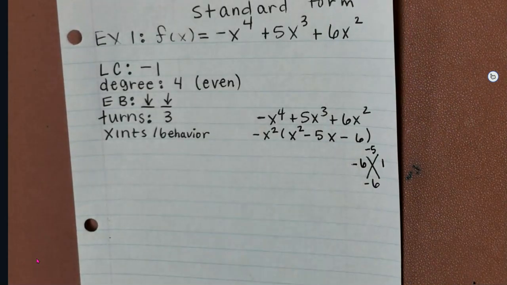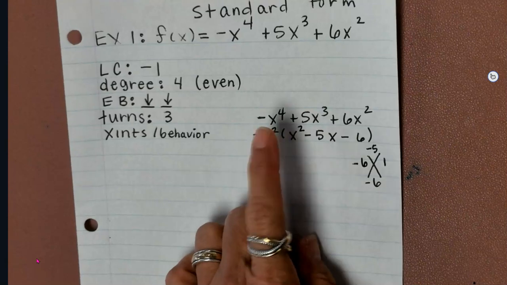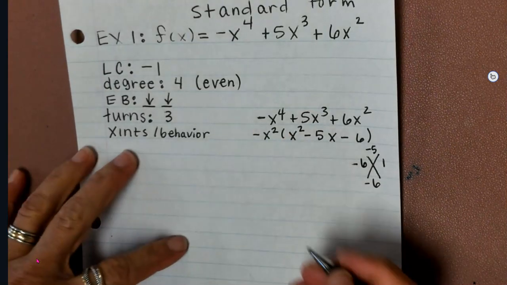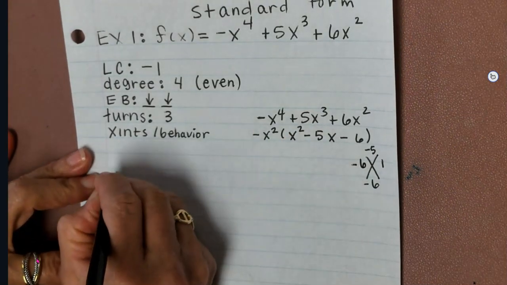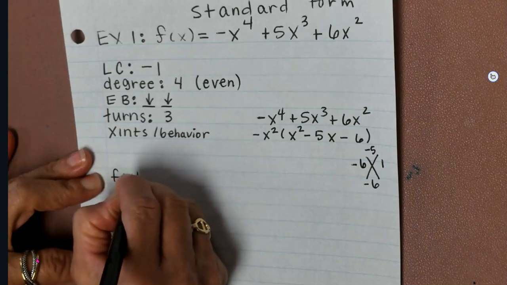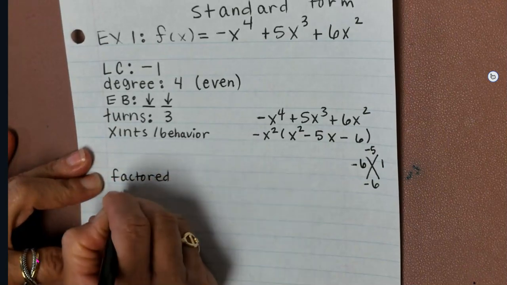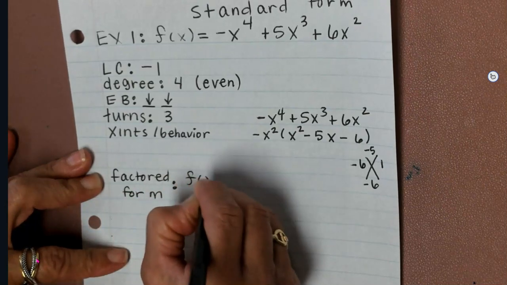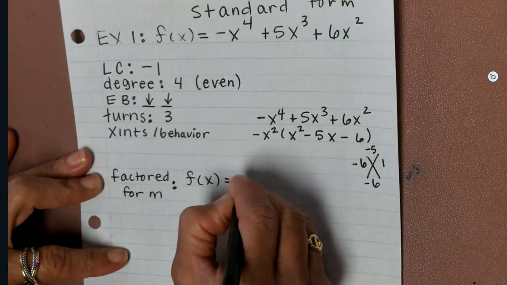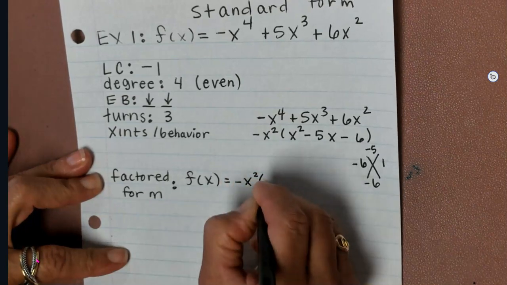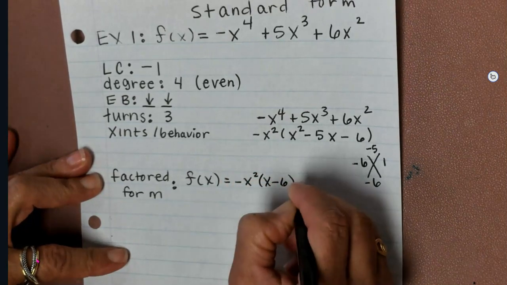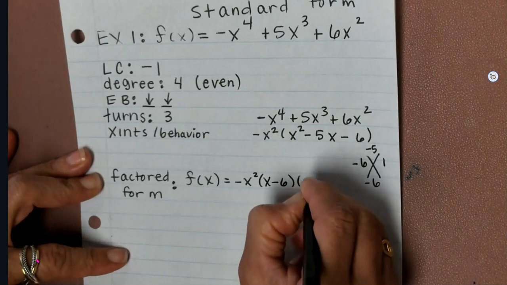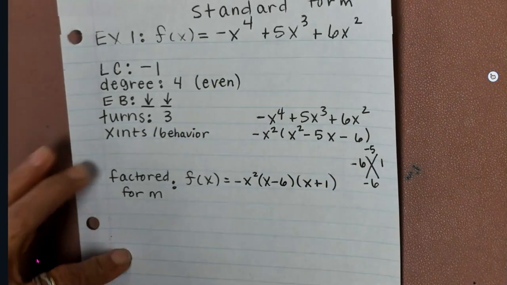Now, normally, I write those numbers floating on the top because I slide and divide, but I don't have to divide because there's not a number in front right here. So, in factored form, it is f of x equals -x squared, x minus 6, and then x plus 1.